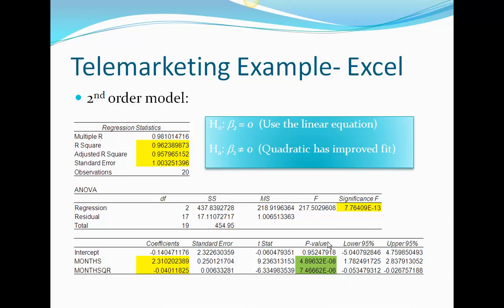Also, be really careful about using this model to make predictions. If you need to use this to make a prediction and say the employee has been on the job for 2 months, you can use your x variable as 2, but then when you enter it into months squared, you have to square that 2 and enter it as a 4. So be careful about that.